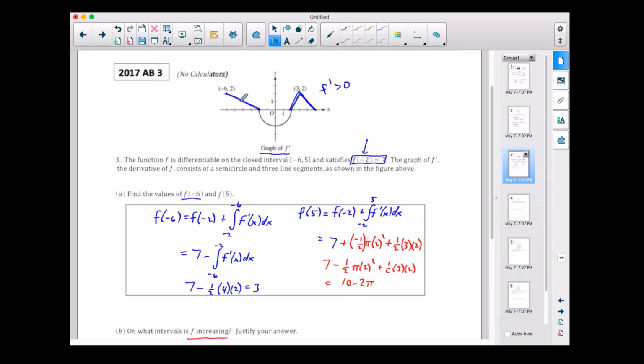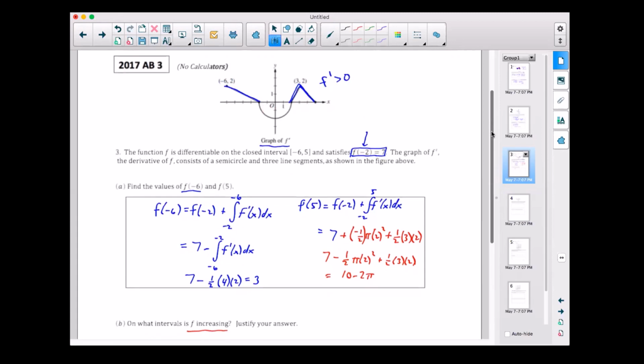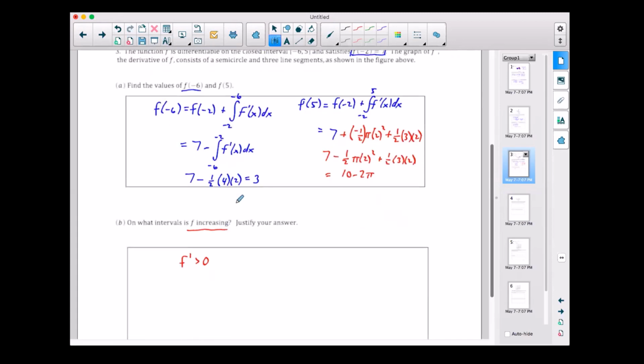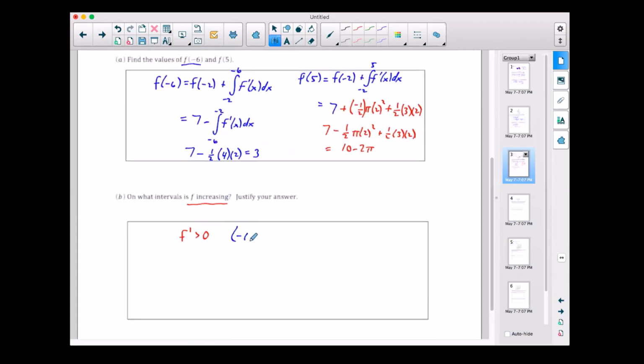So we can see it's from -6 to -2. The graph is above the x-axis. And then also from 2 to the end, which is at 5, the graph is above the x-axis. So our answer in this case is going to be from -6 to -2 and from 2 to 5.